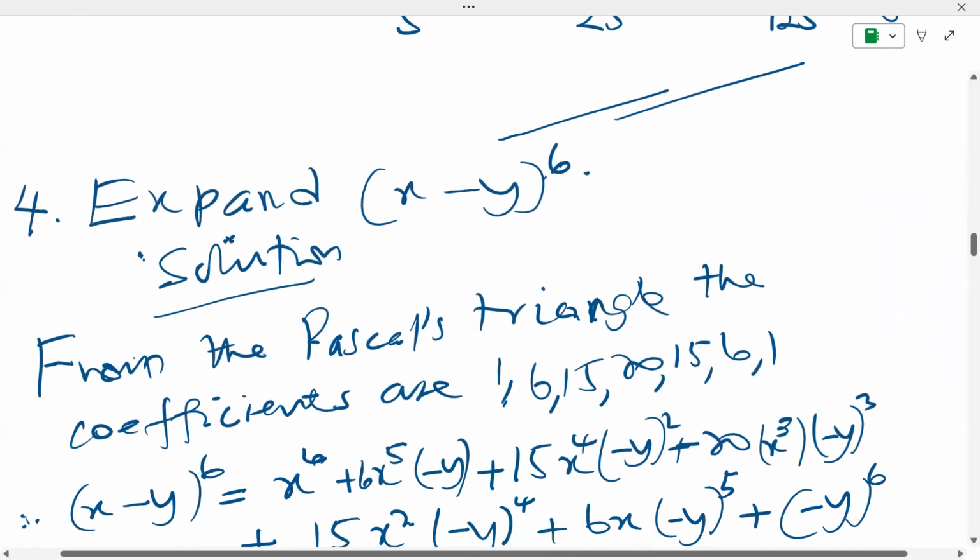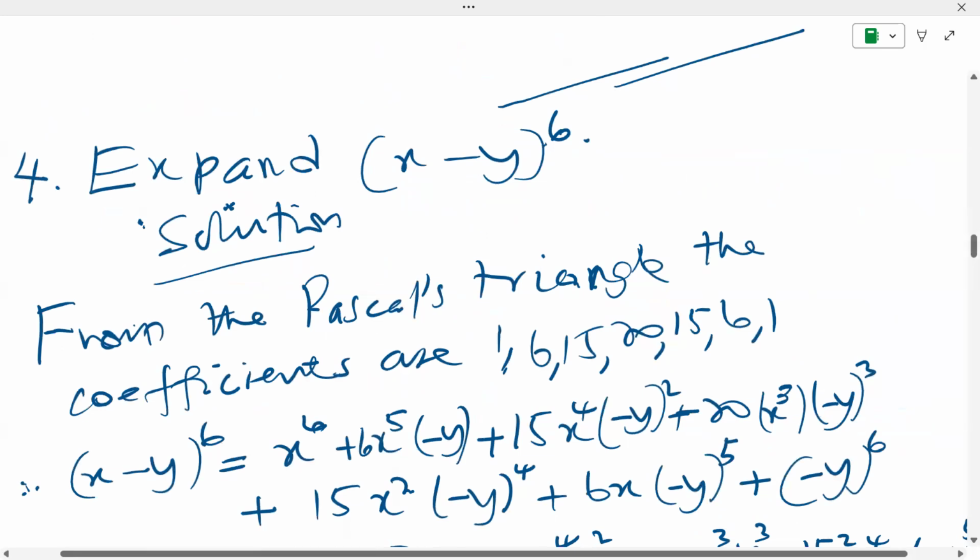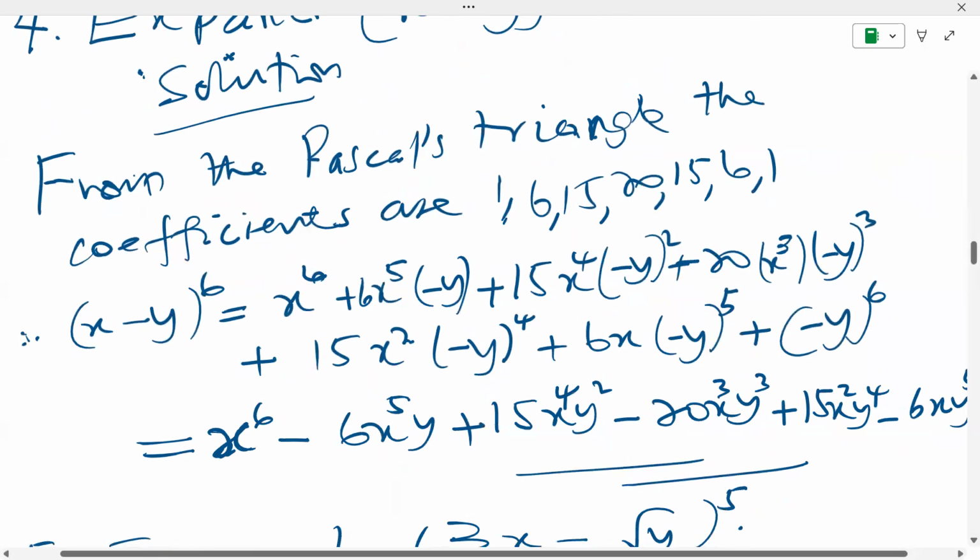Now expand (x − y) all raised to the power 6. For our solution, from Pascal's triangle, the coefficients are 1, 6, 15, 20, 15, 6, and 1. So we start: x raised to the power 6, then 6 times x raised to the power 5 times (−y) raised to the power 1, 15 times x raised to the power 4 times (−y) raised to the power 2, 20 times x cubed times (−y) cubed, 15 times x squared times (−y) raised to the power 4, 6 times x times (−y) raised to the power 5, and (−y) raised to the power 6.